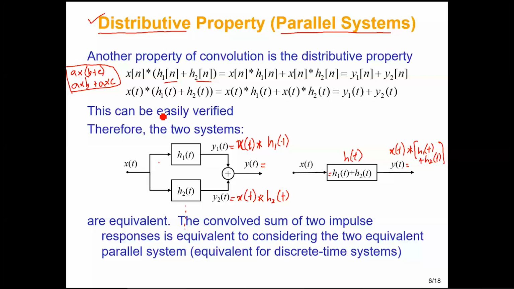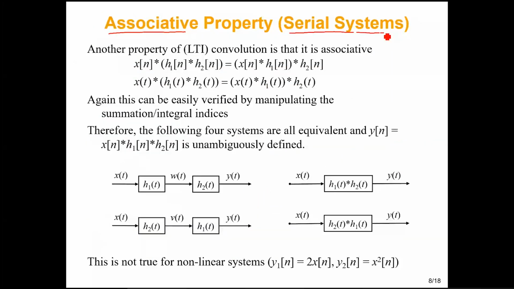Okay, similarly, let's have another property. I will just skip this example. Let's have another property, which is the associative property. Now, the associative property is used for simplifying serial systems. How? First of all, what is the associative property? If you have h1[n] convolved with h2[n] and the result is then convolved with x[n], then what we can do is just change the order and convolve x[n] with h1 first, and then the result can be convolved with h2.